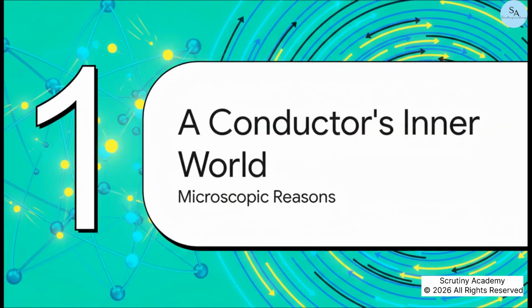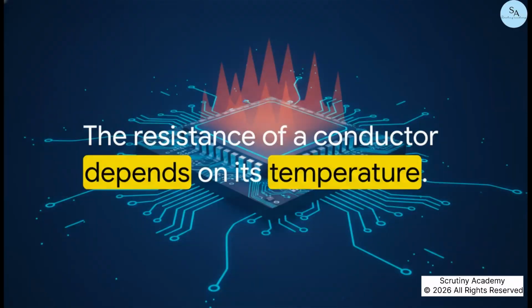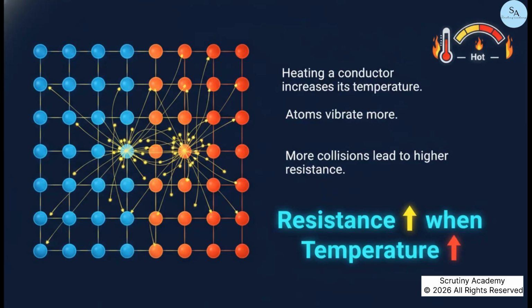All right, first up, let's zoom way in, down to the atomic level. You see, resistance isn't just some random number, it's born from what's actually happening deep inside the material itself. And the first major factor we need to talk about is temperature. You know how your phone or laptop gets warm when you use it a lot? Well, you're seeing this effect in action. That heat has a direct impact on how easily electricity can get through. So let's break it down.